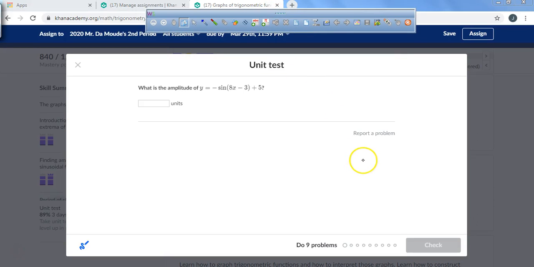Hello everyone. Today what we're going to be working on is completing this entire unit test, problem by problem, step by step. Make sure you have a piece of paper handy so when I'm doing the problems, you're doing them with me. You're not just watching me do the math, you're doing the math with me. And hopefully by doing this you will have a better understanding of how to answer the questions that are being asked. Okay, so this is the first one.